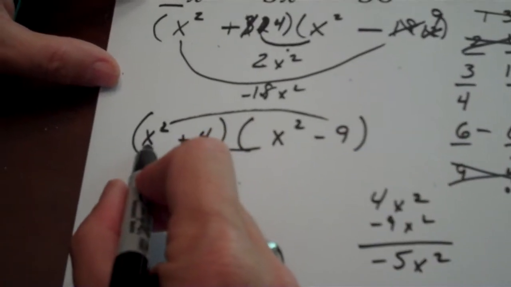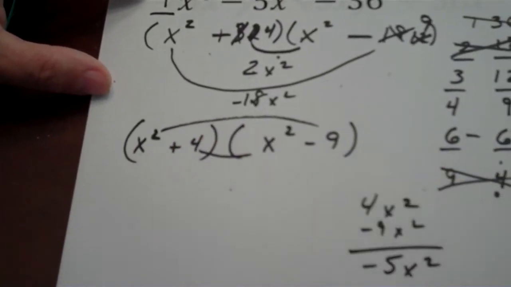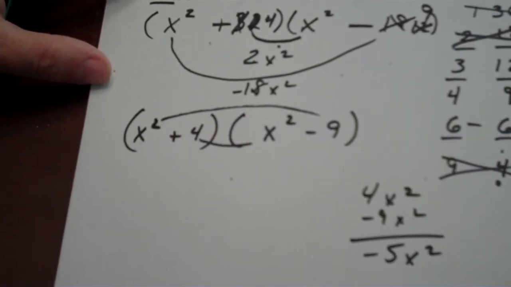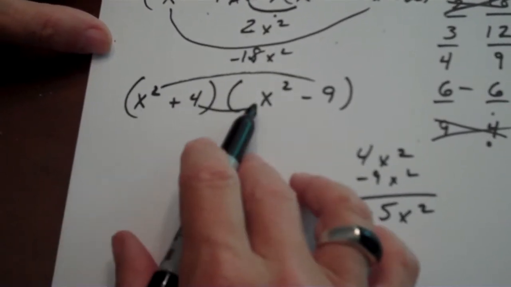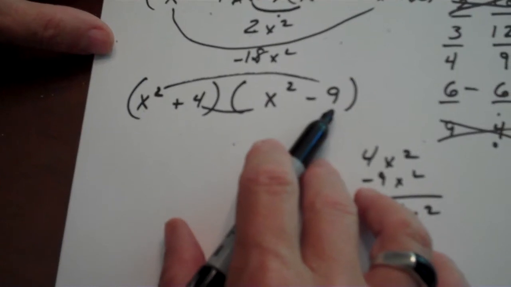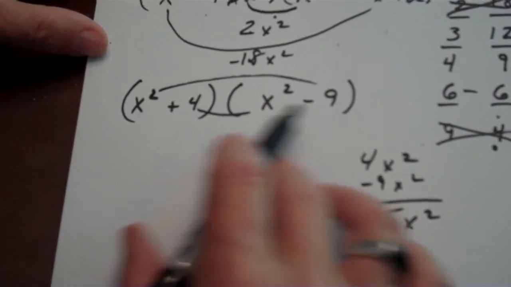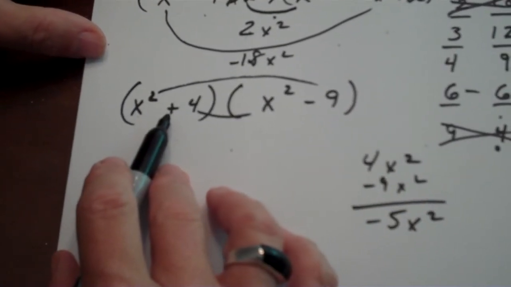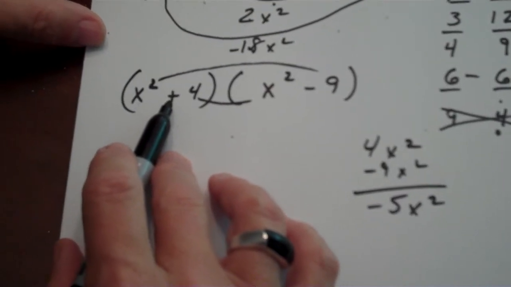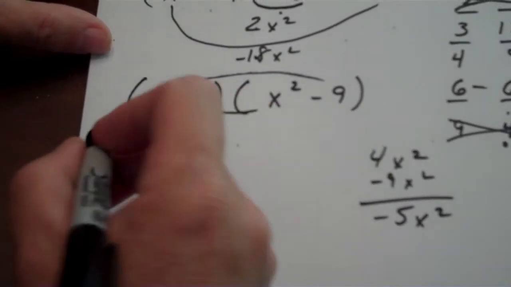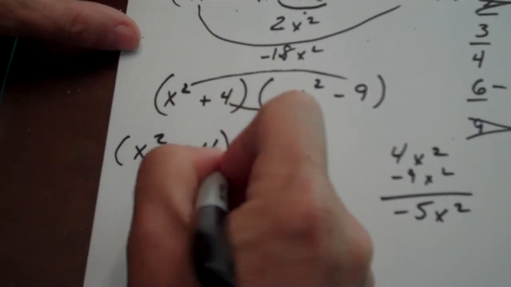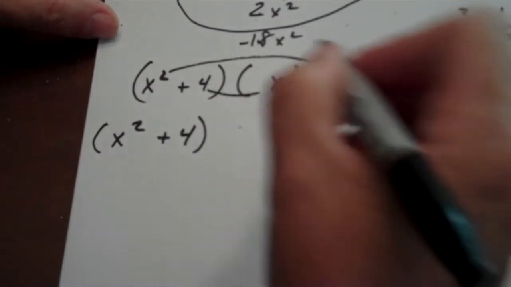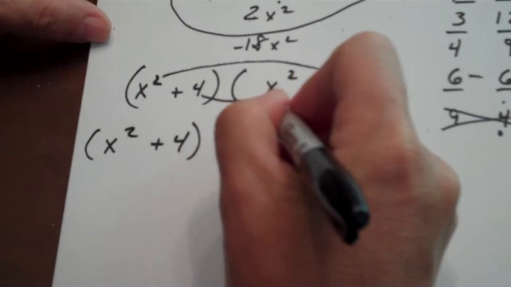You'll notice that all of these factors are themselves perfect squares. This is x squared, this is 2 squared, this is x squared, and this is 3 squared. This is the sum, therefore, of 2 squares. Well, that's not a problem because, frankly, you can't factor the sum of 2 squares, so I just leave that one the same.